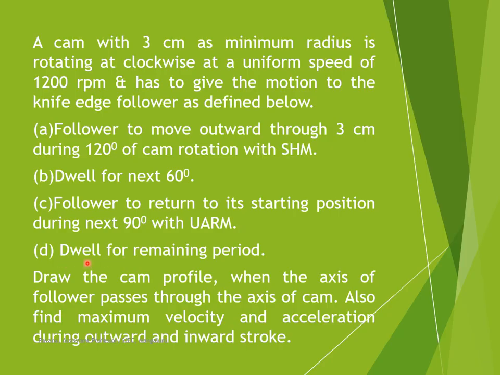Last one, dwell for the remaining period. Dwell means constant for the remaining period. What is remaining? 120 plus 60 is 180, 180 plus 90 is 270. So the remaining 90 degrees it is constant. Okay, so these A, B, C, D points are given.